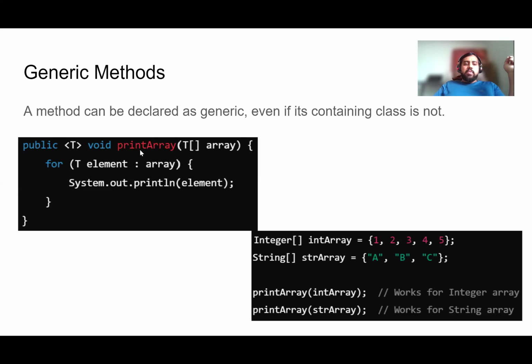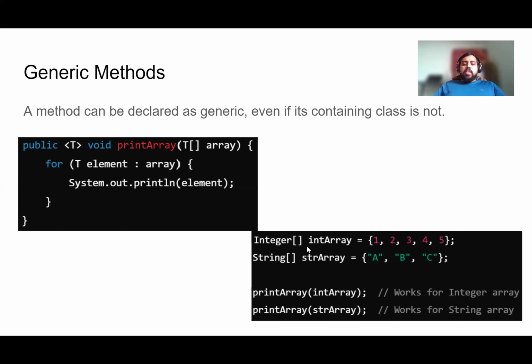Suppose I have written one method here, printArray, under any class, where it requires some array, and I don't want to stick to a particular type. I want it to be generic. So I can make it a T array. T means generic. At the time of calling this method, I pass the type of data. And the return type I can also make a T. Here I've written a for each loop inside this method, where element is of type T and the array is what I'm iterating, and I'm printing each element here.